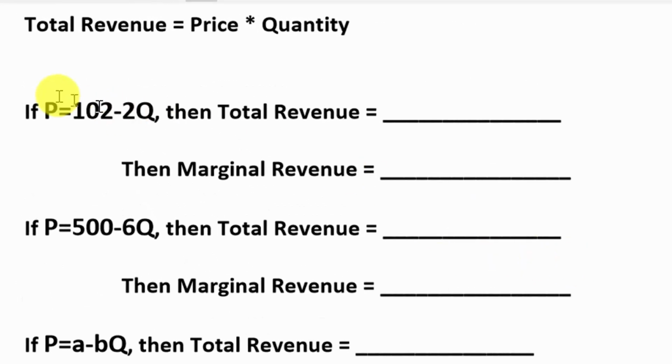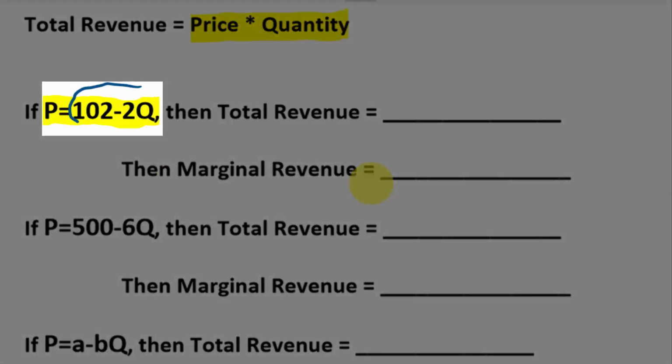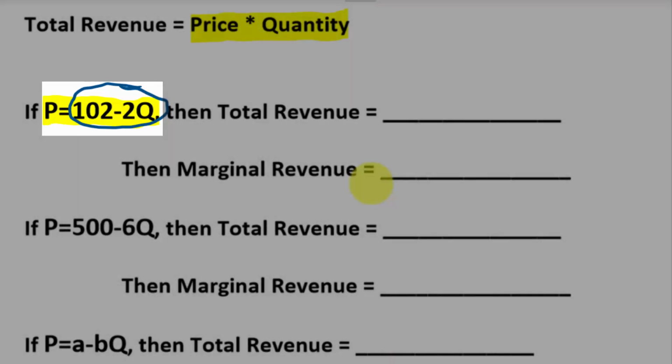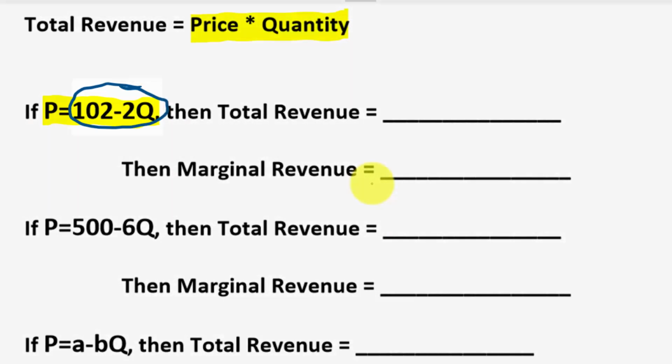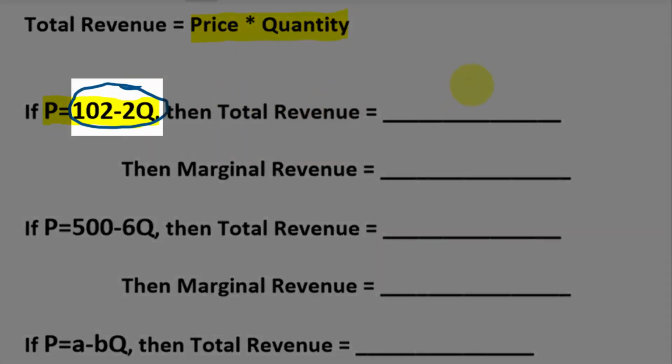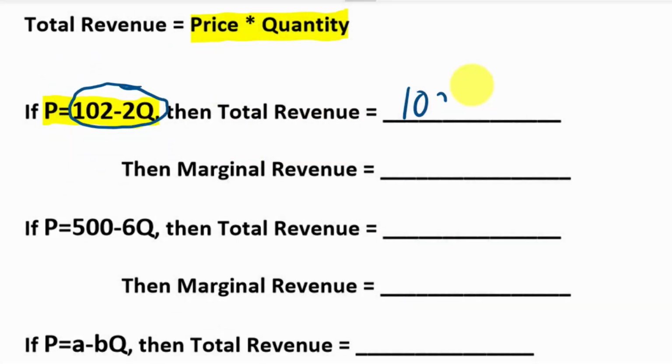So let's suppose we had that demand function P equals 102 minus 2Q. Then, what's total revenue? Well, remember that total revenue is just price times quantity. So if we wanted to make a total revenue function, here's what we do. We take the fact that this is price. Price is 102 minus 2Q. And total revenue is price times quantity. So take this 102 minus 2Q. That's price, remember, since P equals that.